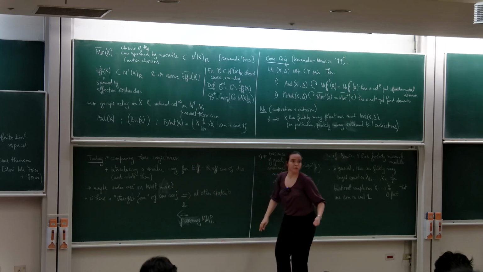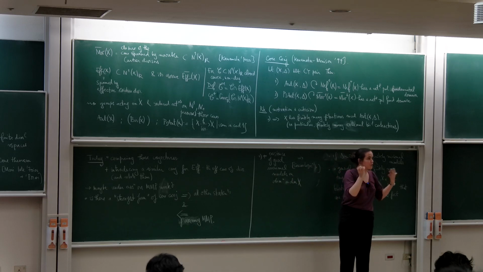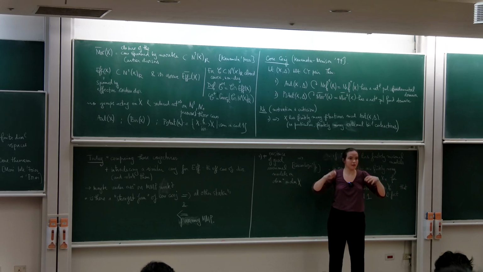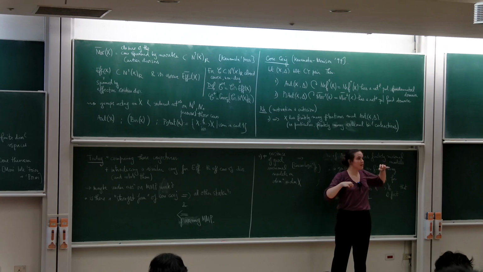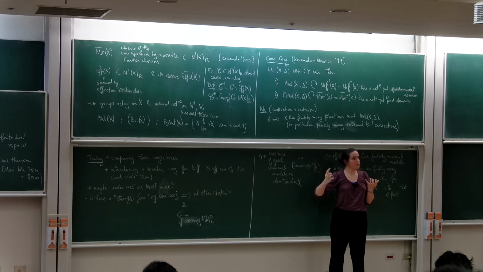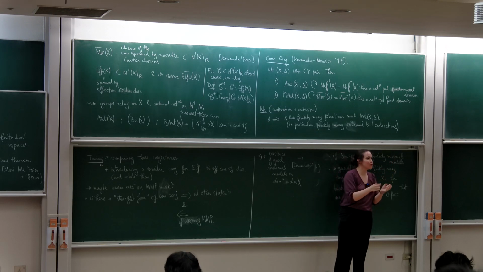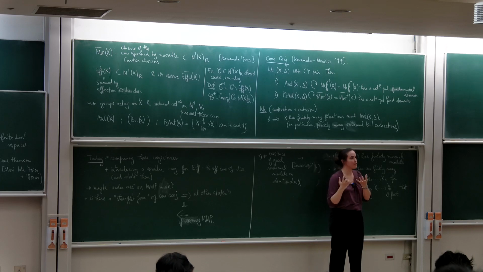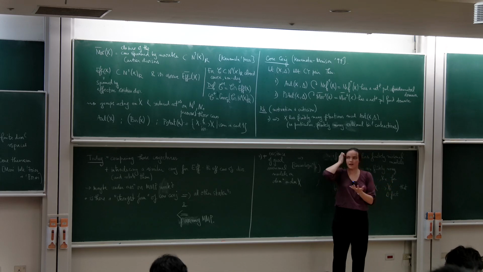I think everybody knows here, but I know there are some younger people, so if you've never heard about MMP, just think of it as you start with your variety X, and you take any effective divisor, and of course, you might have negative intersection with some curves, and you don't really know what's going on.